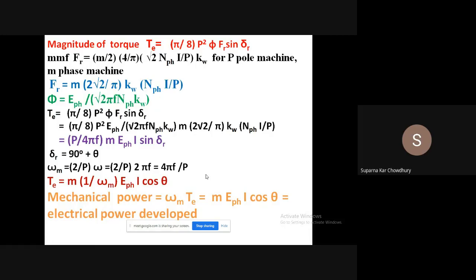Obviously, there will be some losses. So if we consider a motor, in that case our electrical power is the input and mechanical power is the output. So during conversion some power is lost. And for a generator, mechanical power is the input and electrical power is the output. Again, there will be some losses. So if we neglect the losses, mechanical power and electrical power are equal.